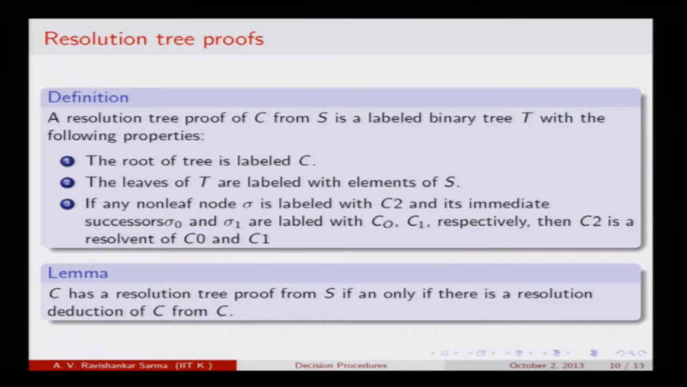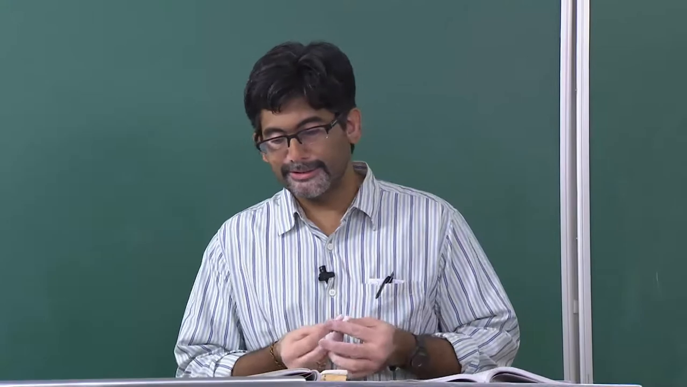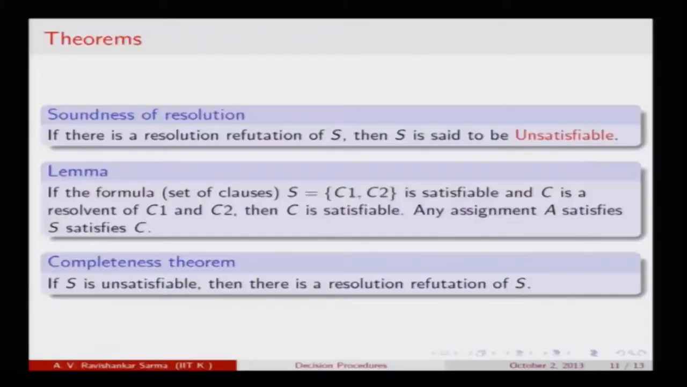So in this class, we discussed the resolution refutation method, which applies only to conjunctive normal forms. Whenever you have two clauses C1, C2, these two get resolved into another clause, especially when you have a literal in one clause and its negation in the other clause. This method has its own advantages.